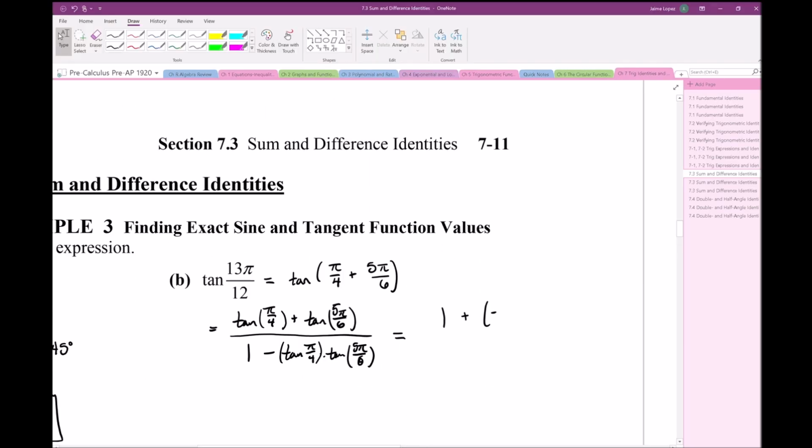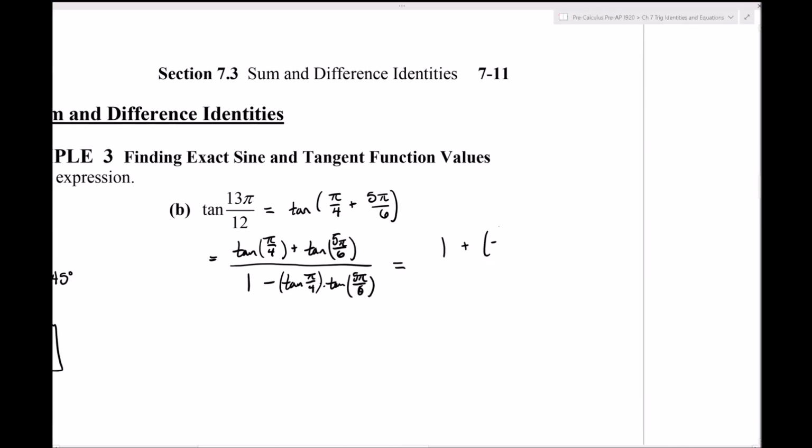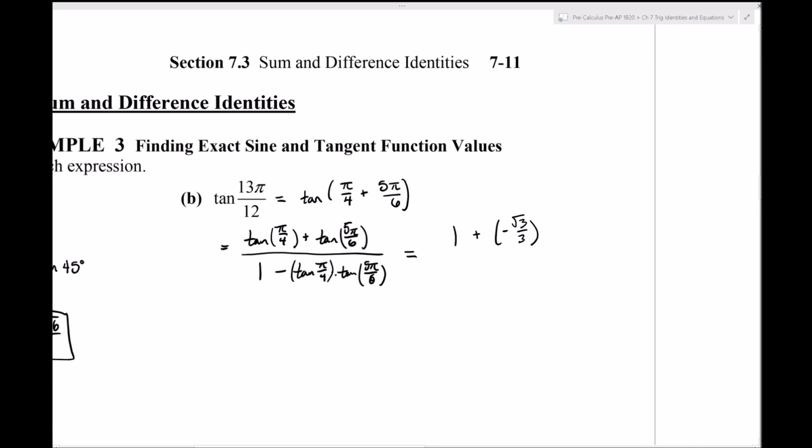Negative square root of 3 over 3. That's going to go down here as well. So 1 minus, you multiply 1 and negative square root of 3 over 3. When I simplify, the one on the top is going to be 1 minus square root of 3 over 3. The one on the bottom is going to be 1 plus now square root of 3 over 3. It would have been nice if that had stayed negative on the bottom, because then those would have canceled out to 1. But now they're different by a sign in between. So then I've got to figure that out.